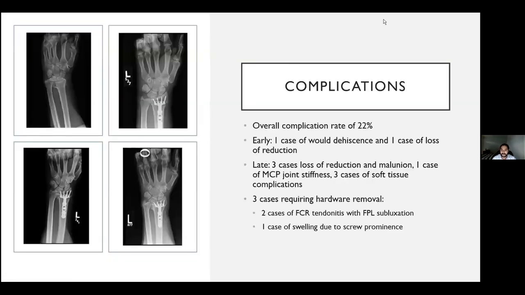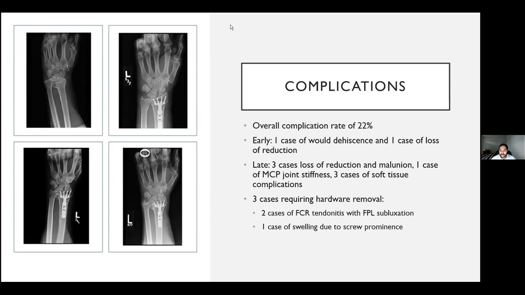So going into the complications that they saw overall, the study had a complication rate of 22%. They categorized that into early and late complications. Early complications, they had 1 case of wound dehiscence and 1 case of a loss of reduction. The wound dehiscence came from a patient who also had a burn injury to the same side.